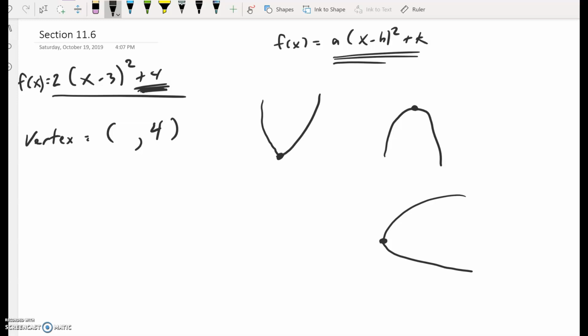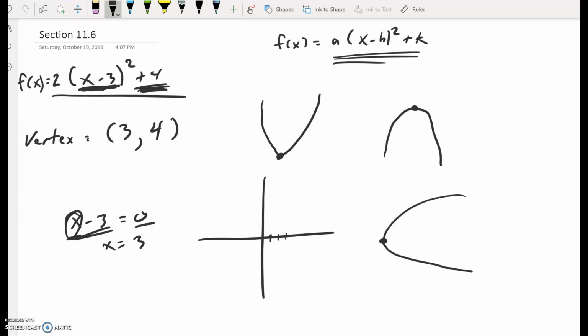The x value of the vertex is a little trickier. The x value of the vertex is the x number that makes the thing in the parentheses be 0. So this is the thing in the parentheses. What is the x number that makes that 0? Well, if you add 3 to both sides, you find out that 3 is the number you could put in here that would make this subtraction 0. And pretty soon you can just get used to it. So the vertex is going to be at 3, 4. Now what does that mean? That means we can go over 3 and we can go up 4, and that's where the vertex of the parabola is.